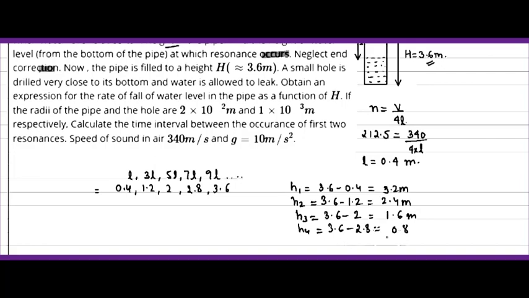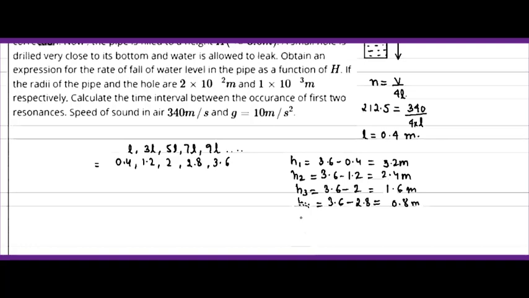This will simply give you 0.8 meters. And then the fifth length of the water column will be simply 3.6 minus 3.6. This will simply give you 0 meters. This is a very interesting result. When the height of the water column is these 6 values, then the resonance will take place. So this is the answer to the first part.